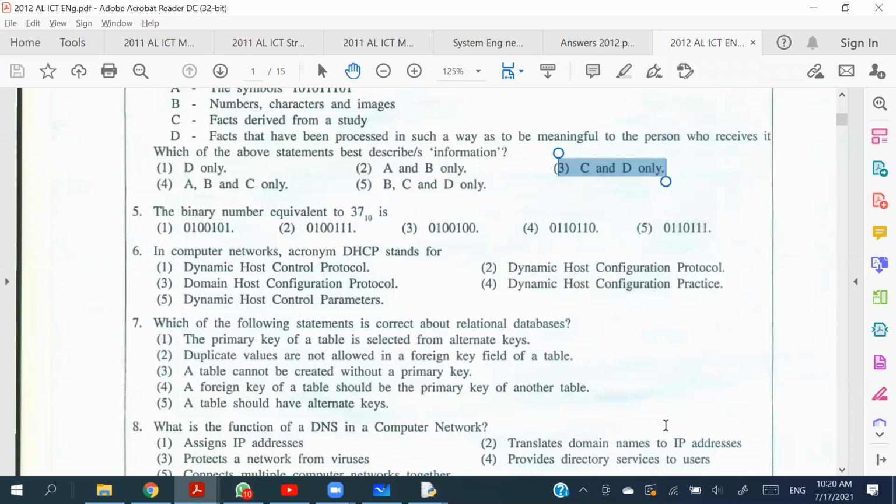So the seventh, which of the following statements is correct about relational database? The primary key of a table is selected from alternate keys. No, the primary key of a table is selected from candidate keys, right? So once we select the primary key, then the candidate keys are referred to as alternate keys thereafter, right? So the first one is incorrect. Duplicate values are not allowed in the foreign key field of a table.